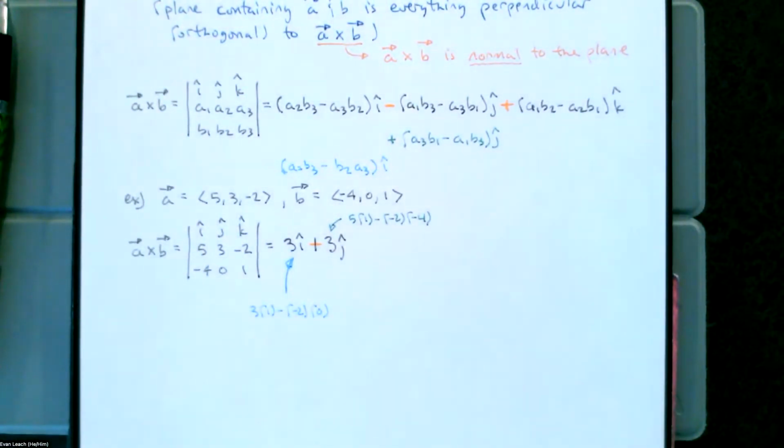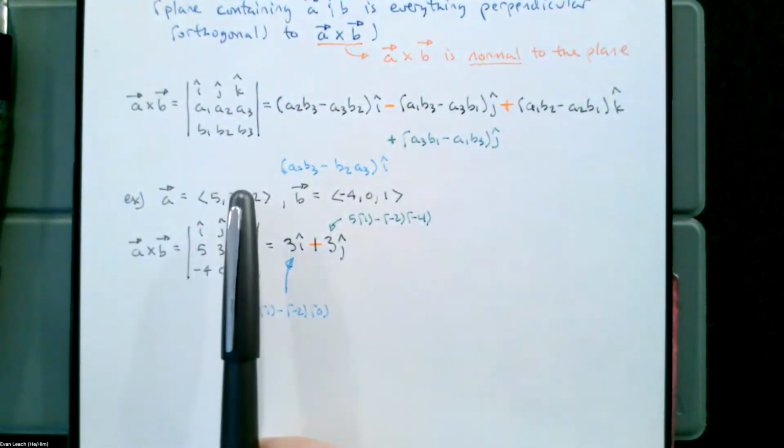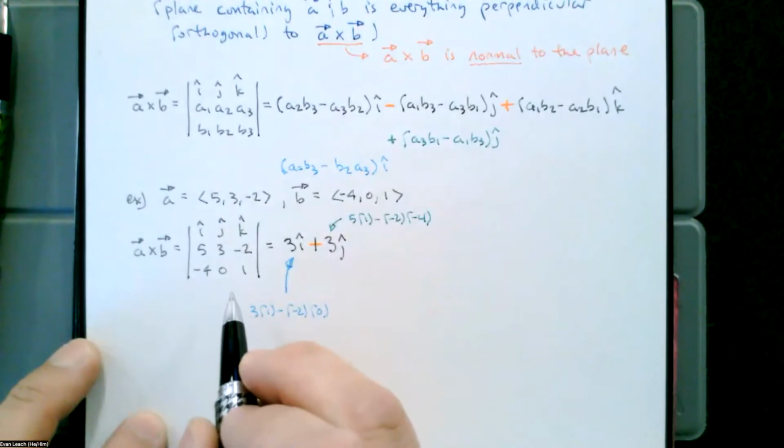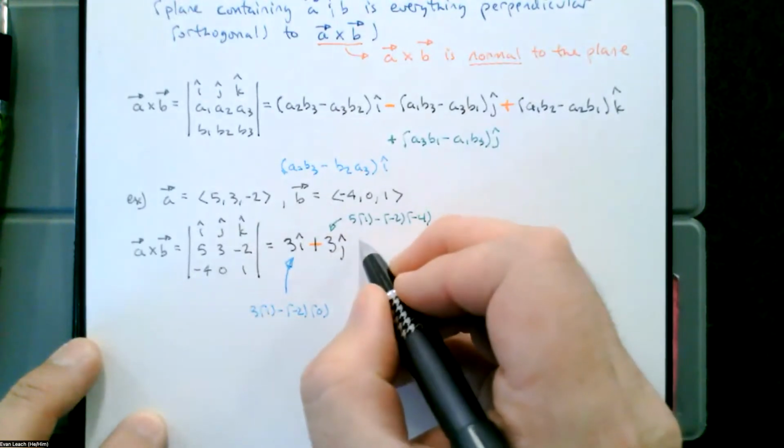And then for the k factor, I'm going to take out the third column. I'll go 5 times 0 minus 3 times negative 4. 5 times 0 is 0 minus 3 times negative 4 is positive 12.